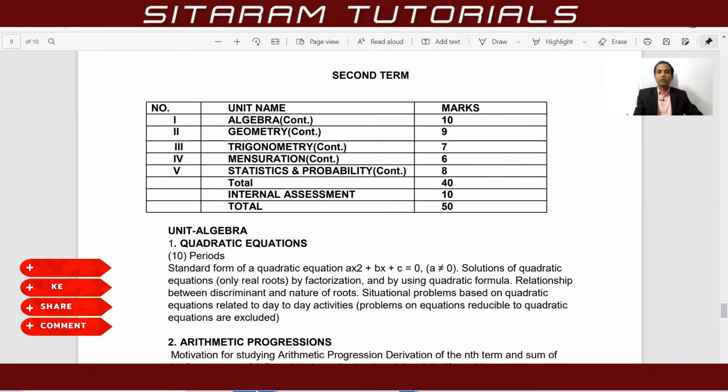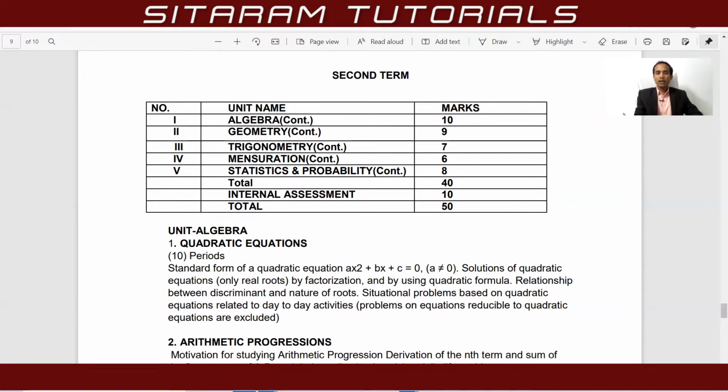In algebra, there are two chapters, quadratic equations and arithmetic progressions. We'll get 10 marks in this. And geometry also we have two chapters, 9 marks we are going to get. Trigonometry we have only one chapter, applications of trigonometry, but 7 marks are going to come from that. Mensuration we have only one chapter, that is surface areas and volumes, and we are going to get 6 marks from that. Statistics and probability.